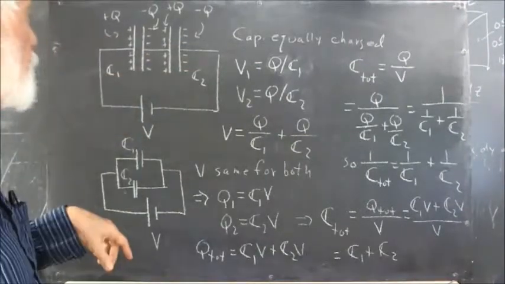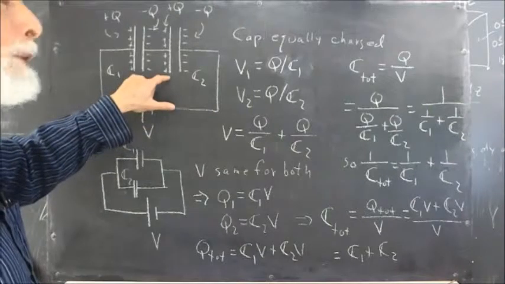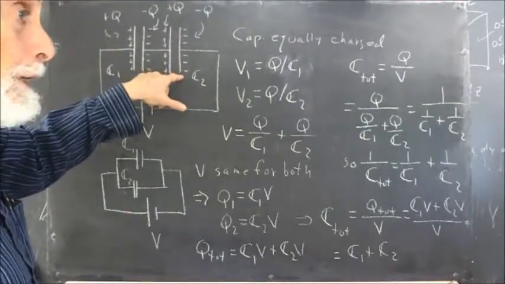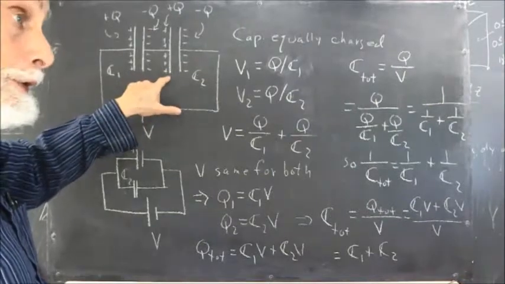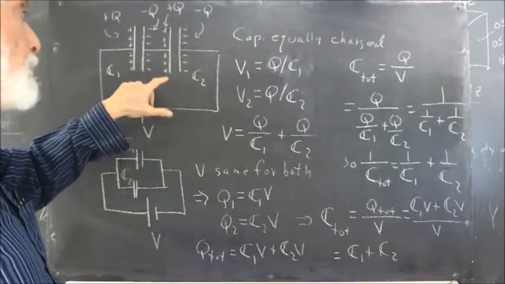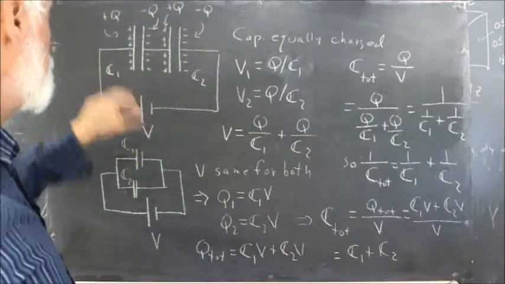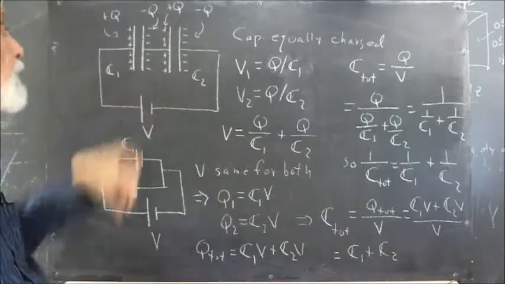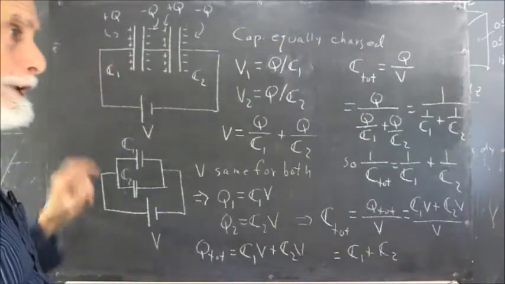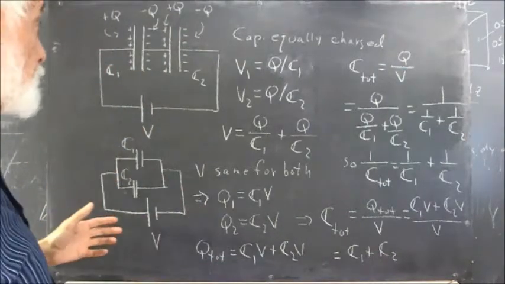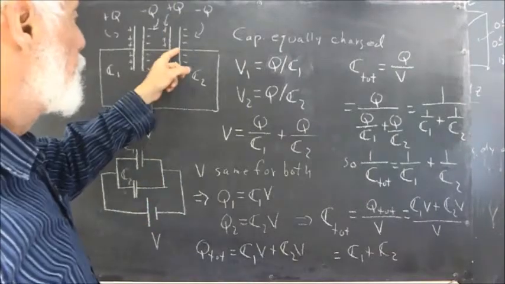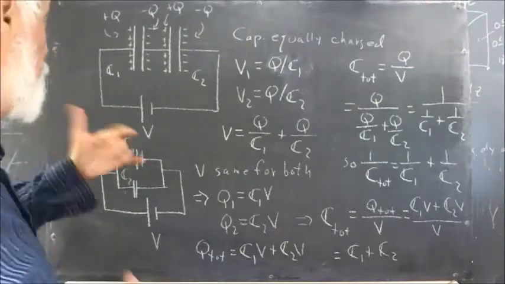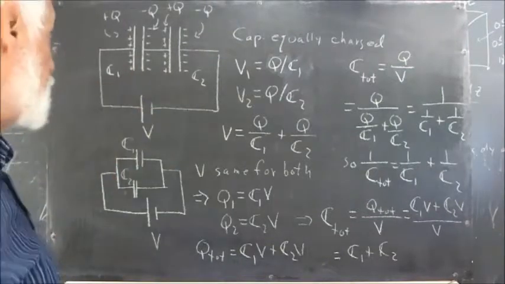Now, what happens to these two plates here? Well, if we have negative charges here, that's going to repel negative charges from this plate. Positive charges in this plate are going to attract negative charges to this plate, and these two plates are going to end up with equal and opposite charges that are equal to the charge that you have on the outer plates, so that you have equal charges on both capacitors.